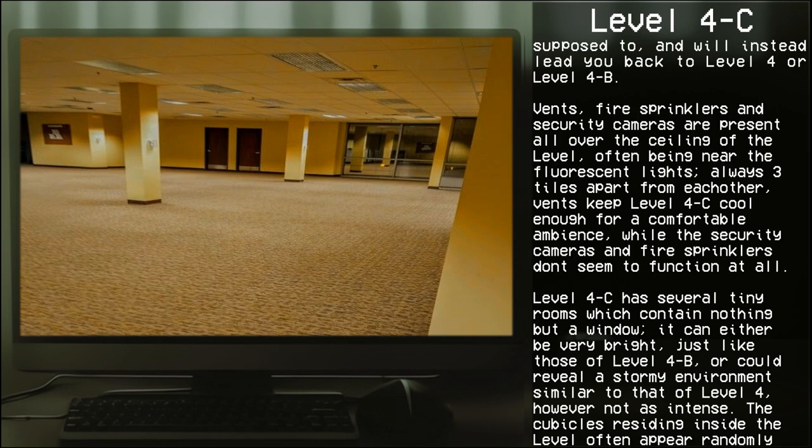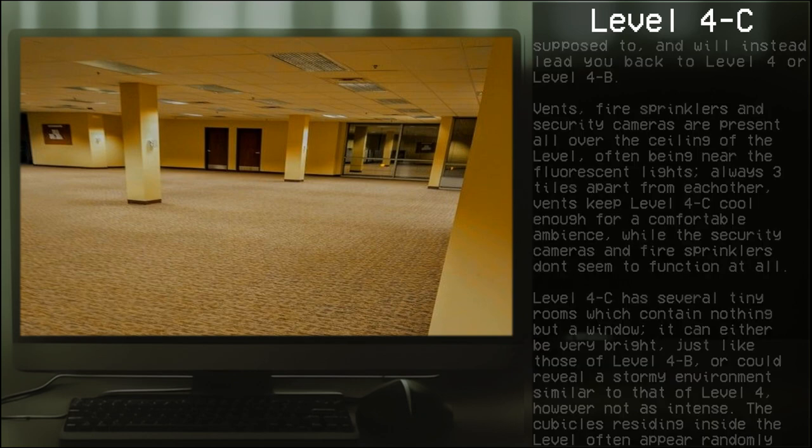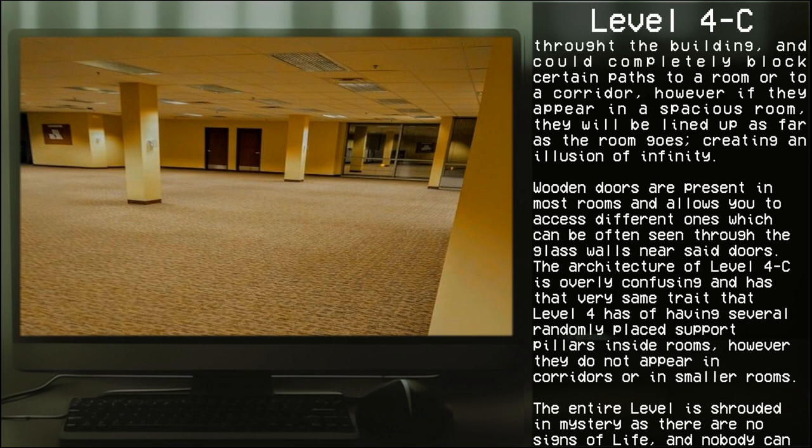It can either be very bright, just like those of Level 4B, or could reveal a stormy environment similar to that of Level 4, however not as intense. The cubicles residing in the level often appear randomly throughout the building, and could completely block certain paths to a room or to a corridor.